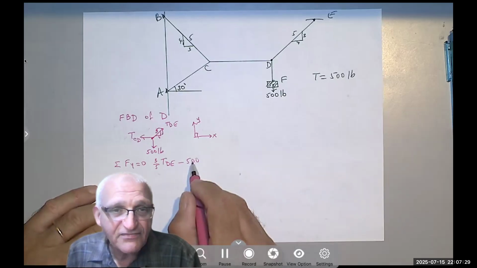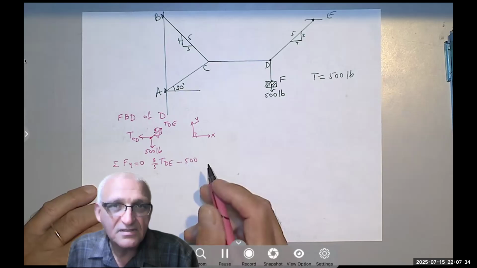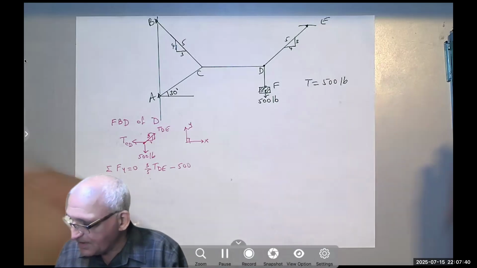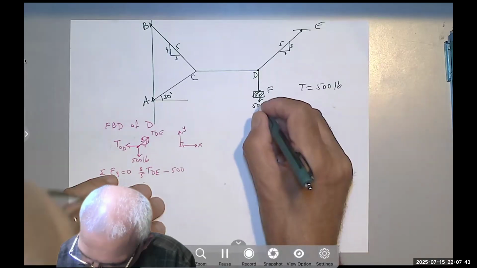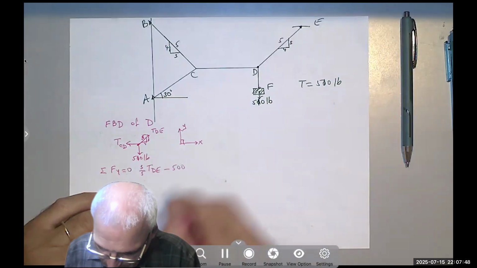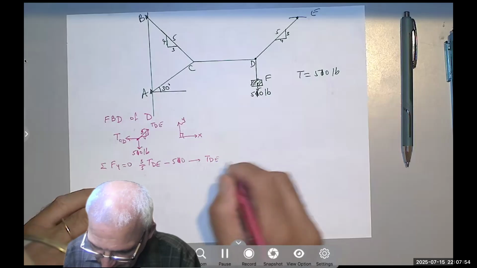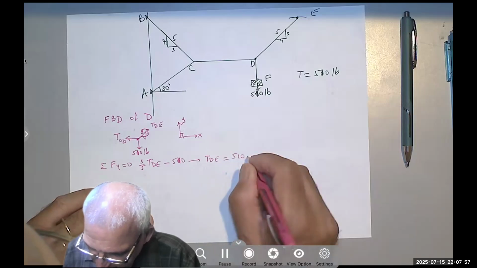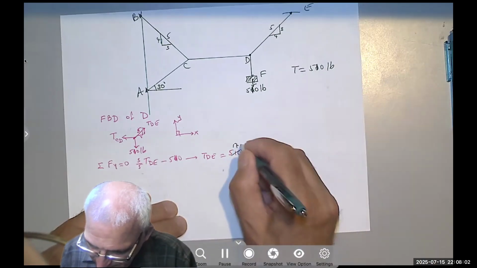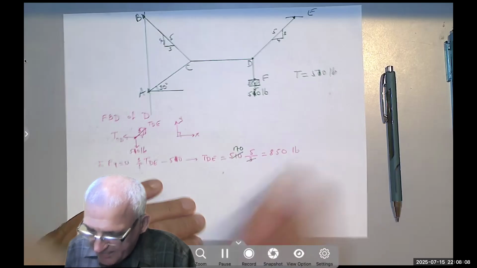Maybe we should have made that 510 so that it would be divisible by 3 and we end up with a nice number. You know what? Let's do that if you don't mind. Or 540, some number that is divisible by 3. Let's make that 510. And now you say TDE equals 510 times 5/3. 510 divided by 3 is 170, and 170 times 5 is 850. So you get 850 pounds.